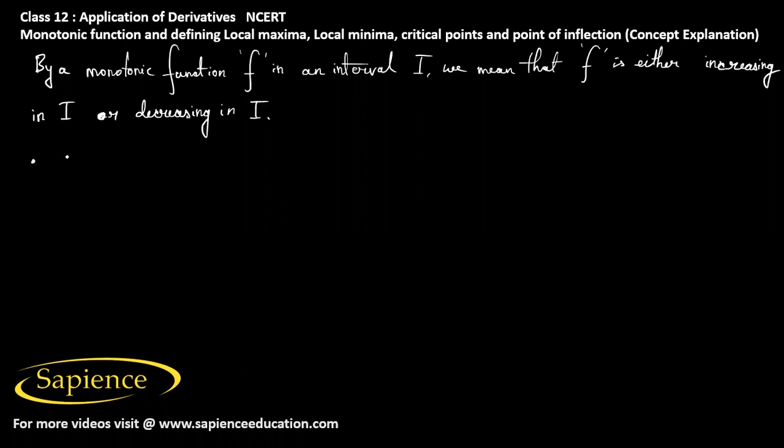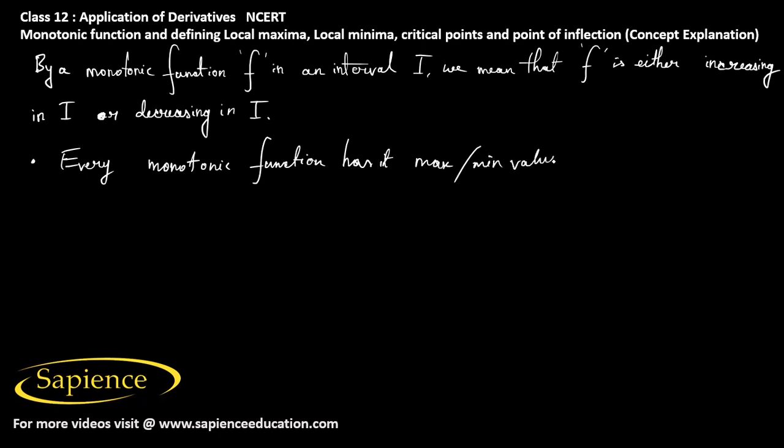So the rule is that every monotonic function has its maximum or minimum value at the endpoints of the domain of the function. Every monotonic function has its maximum value or its minimum value only at the endpoints of the domain of the function.